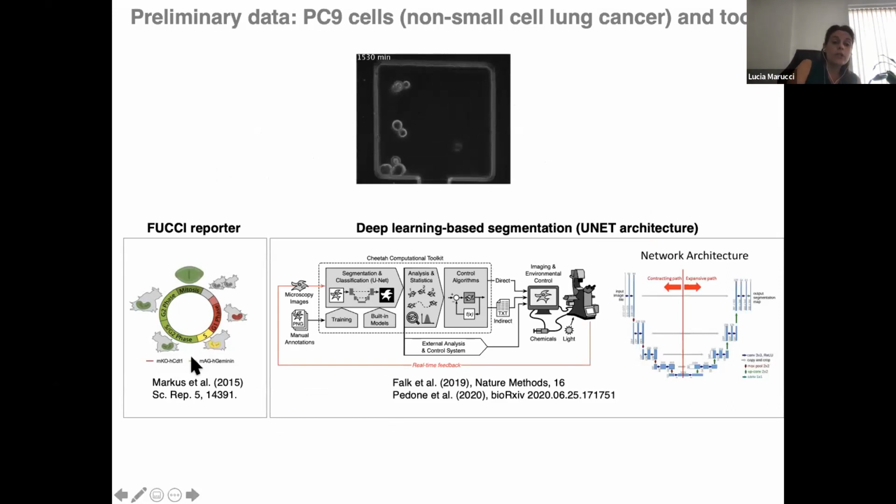We are also engineering them with reporters that basically will be our control outputs, for example, reporters for the cell cycle. And in the meanwhile, this is a working collaboration with Tom Gorochowski in Bristol. We are improving our computational tools. For example, we are developing segmentation software that is based on deep learning using UNet architectures.